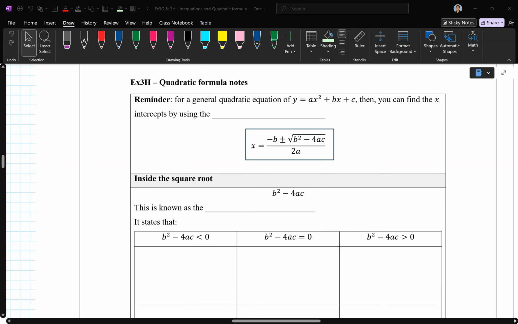All right, Ex3H, quadratic formula. Today's part should be the easiest part because it's just one formula you need to memorize, which I already typed up for you. This is usually in your test, so you don't technically have to memorize it. It's good to memorize it though.